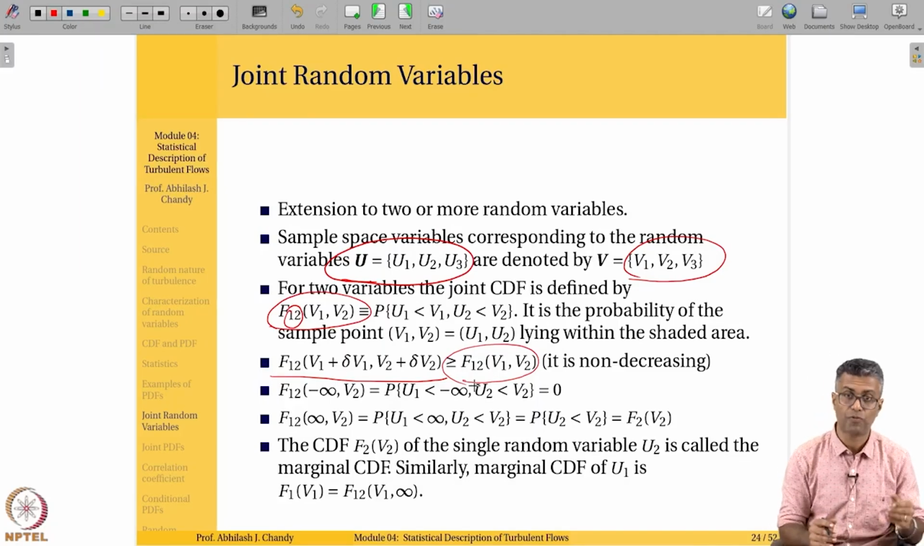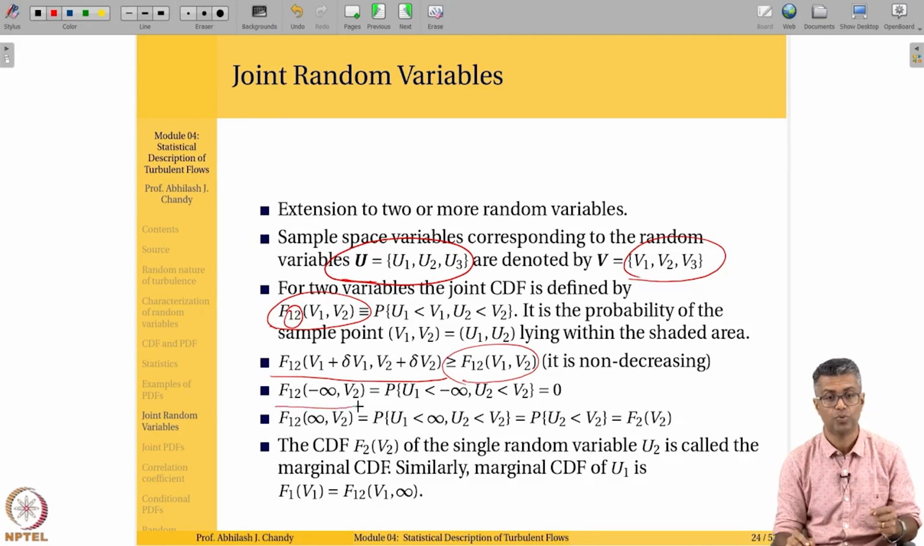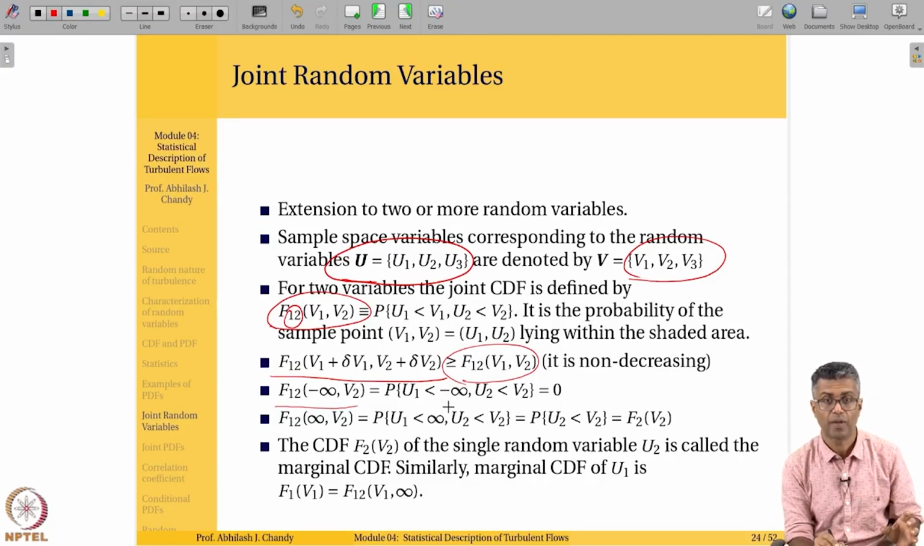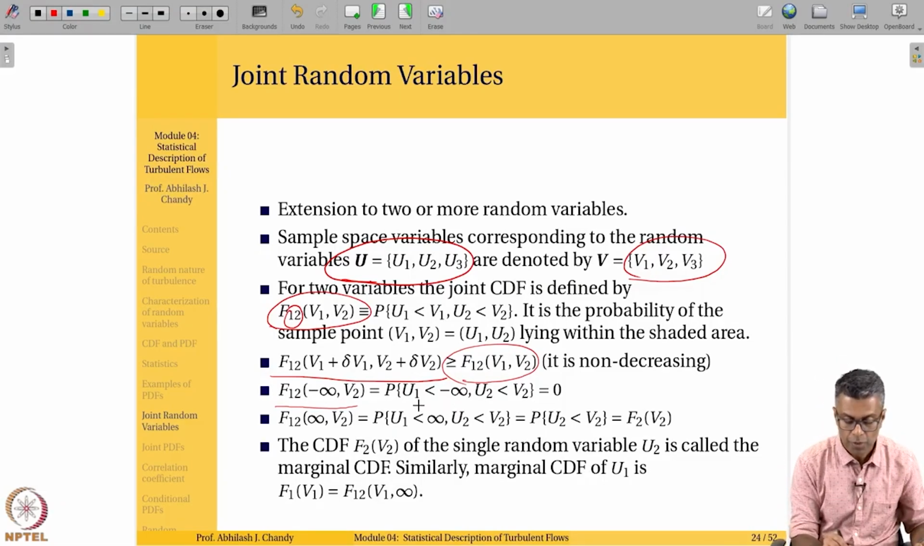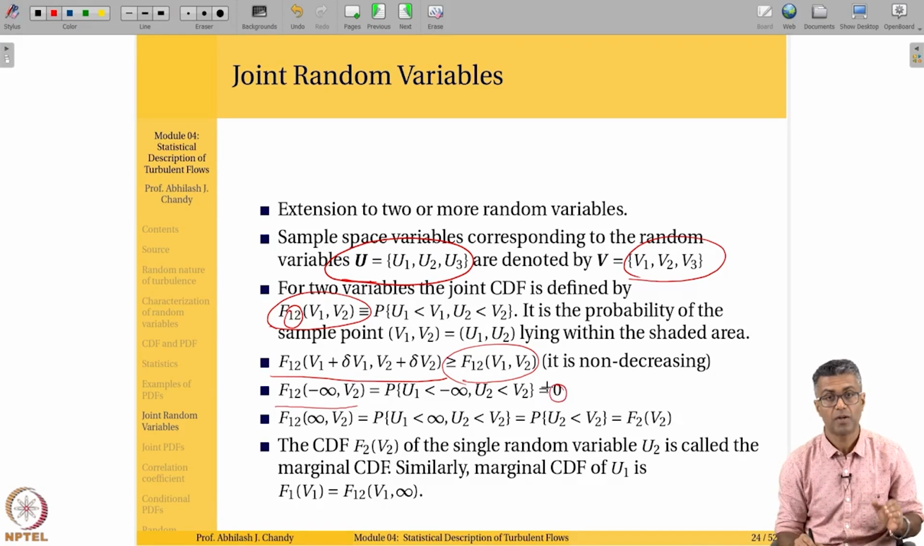Another rule which you've already followed for a single random variable is that F12 of minus infinity, comma V2 is the probability of U1 being less than minus infinity and U2 being less than V2. Both of these should happen. That's a joint probability. The PDF would be a derivative. So U1 being less than minus infinity, that is never going to happen, isn't it? So this is going to be 0. Not surprising. We saw this for a single random variable as well.